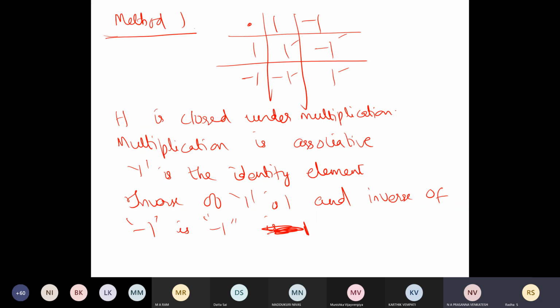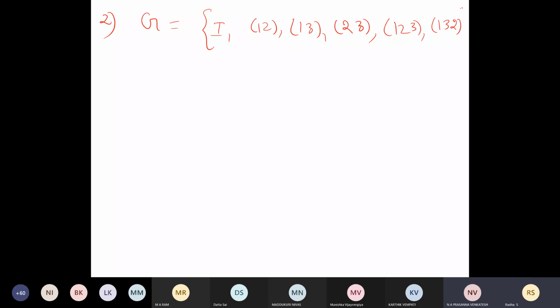Yes, ma'am. Okay. I'll take one more example. Second example. Let G be the set of permutations: I, (1 2), (1 3), (2 3), (1 2 3), (1 3 2). It is a group. What is this group? Permutation group. Permutation group on 3 elements, right? It has some other symbolic notation. What is that? S3. S3, ma'am.